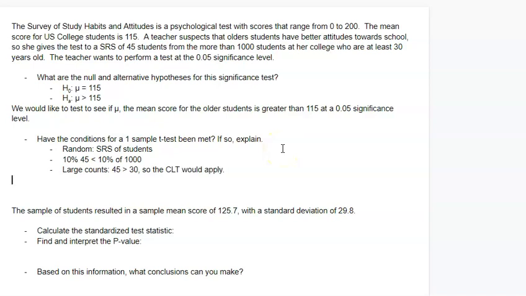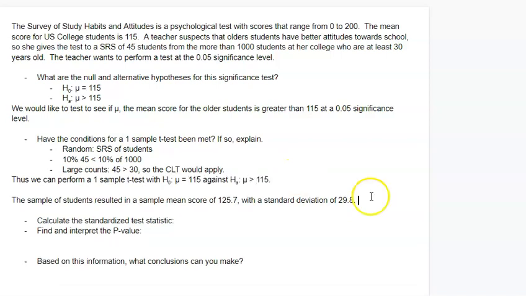Now, if we are going to answer this as part of the 4-step process, we would say what we've already set up above. So now the next part says that the teacher went ahead and performed the test and found that her simple random sample of older students had an average score of 125.7 with a standard deviation of 29.8.